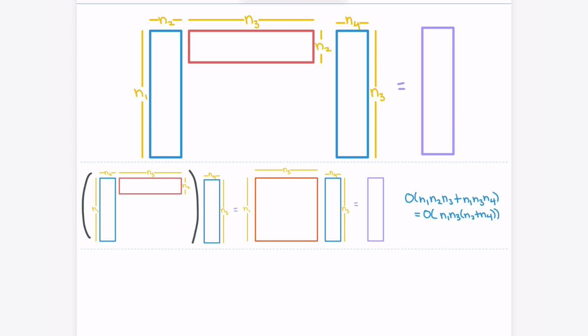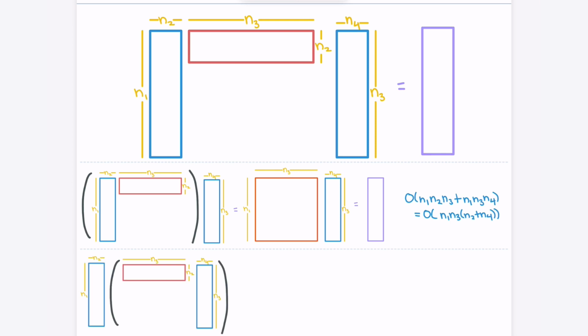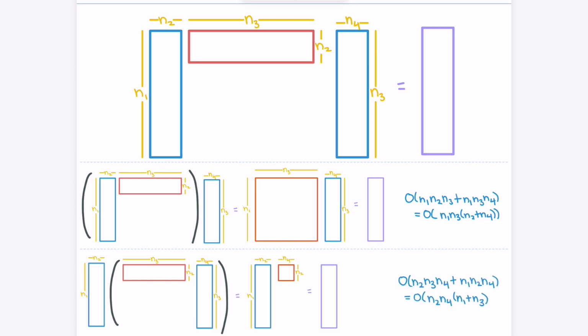Whereas if we have multiplied the second two together first, then your intermediate step looks very different. The second one is actually much smaller as drawn. And so your sum is going to come out like this: N2 N3 N4 plus N1 N2 N4. So depending on the values of your n's, one choice may be much faster than the other.